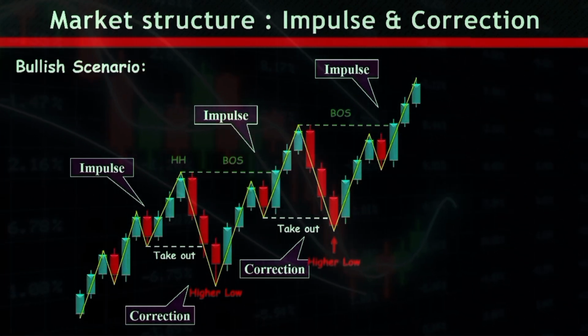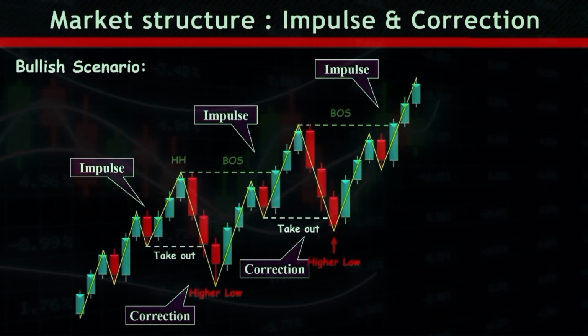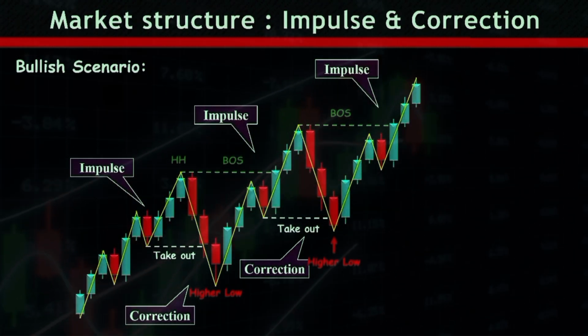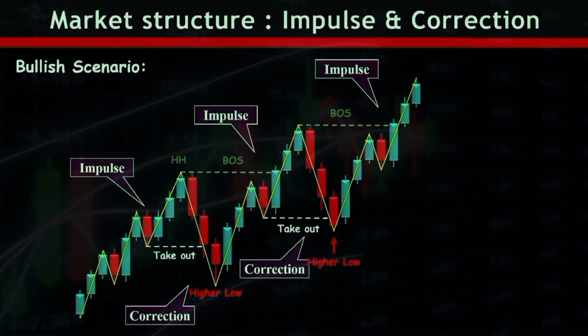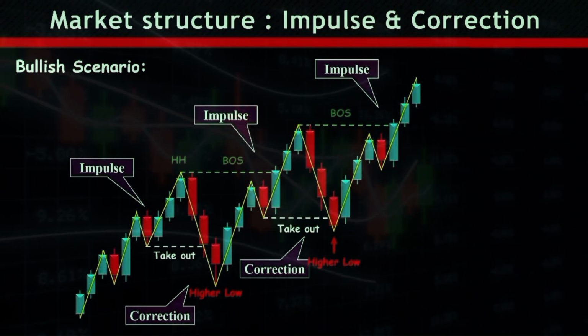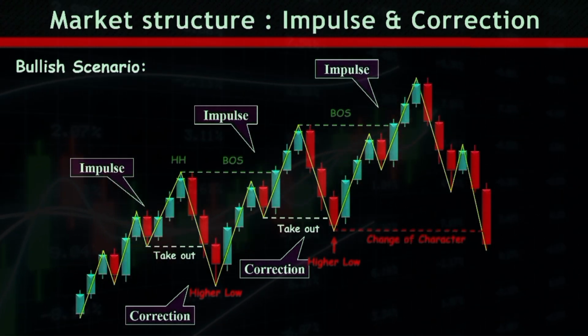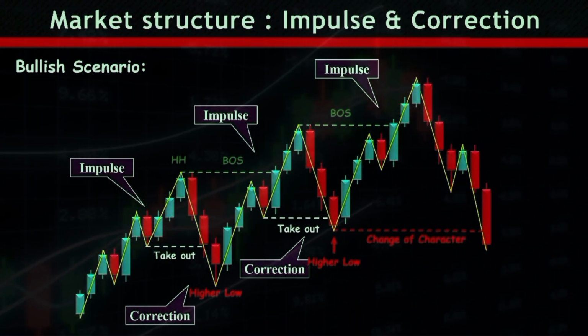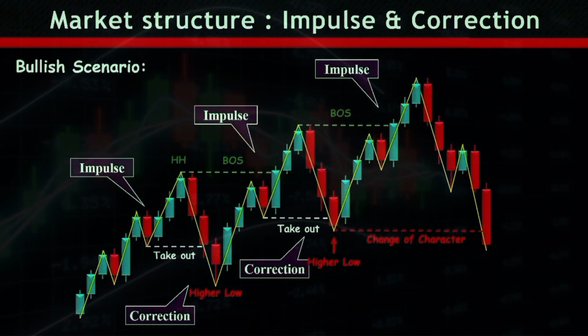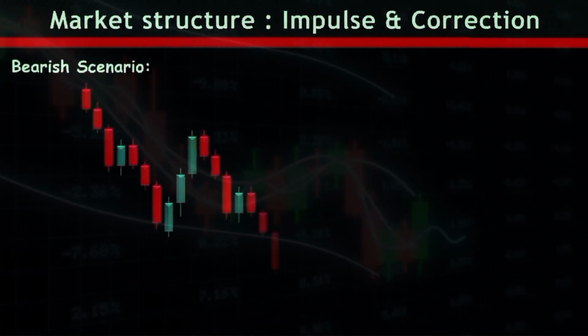Now, the end of corrections or the start of the impulses are critical levels in terms of market structure. As long as we stay above these levels, we identify this market as bullish. If the price manages to break and close below these levels, we're no longer in an uptrend and it signals a possible reversal. That's why we call it a change of character. The same concept is applied to the bearish scenario.